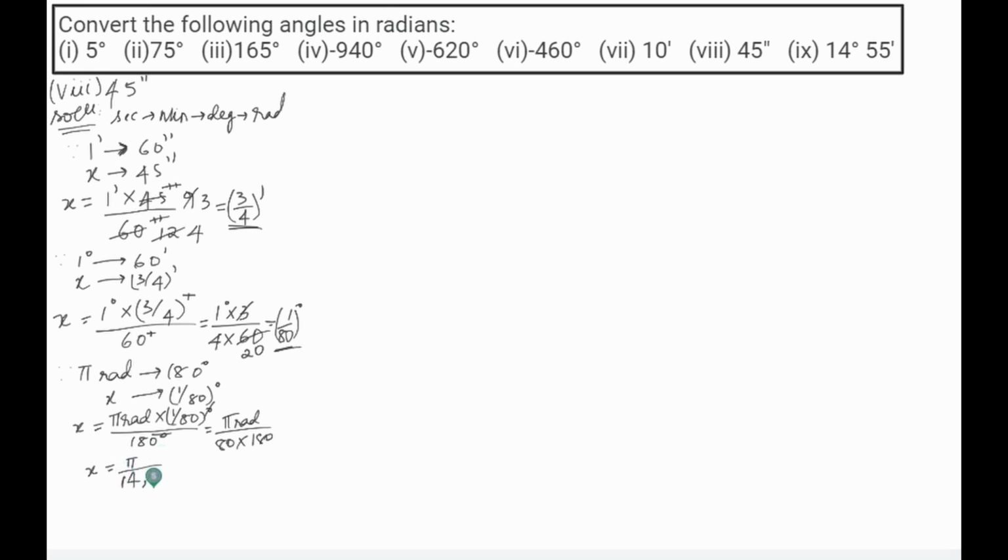14,400 radians. So therefore we have 45 seconds in radian as pi by 14,400 radians.